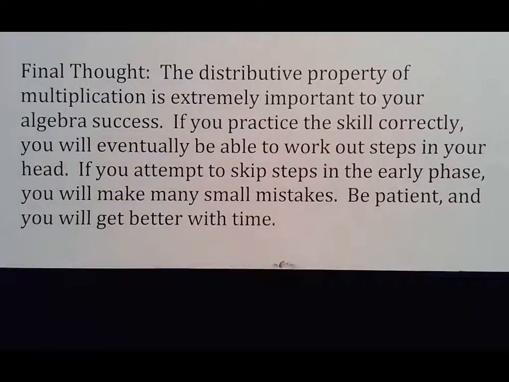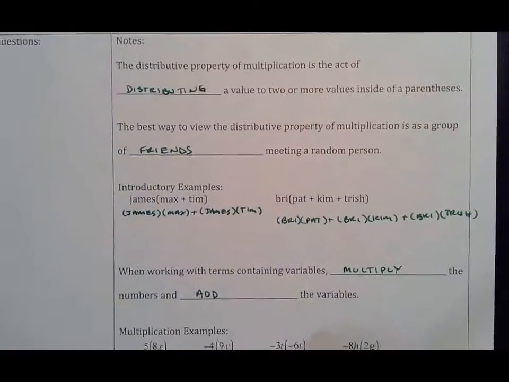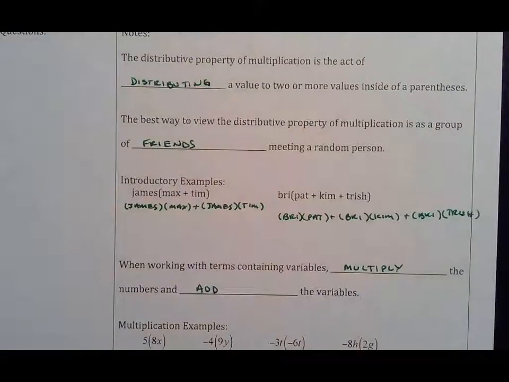The distributive property of multiplication is extremely important to your algebra success. If you practice the skill correctly, you'll eventually be able to work out your steps in your head. That's what I'm trying to get you used to. If you attempt to skip steps in the early phase, you will make many small mistakes. Be patient. You will get better with time. Do not forget there is a test coming up, which means that taking too many shortcuts is going to cost you points. It's going to cost you a grade.